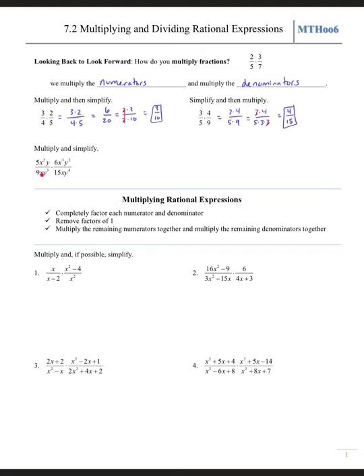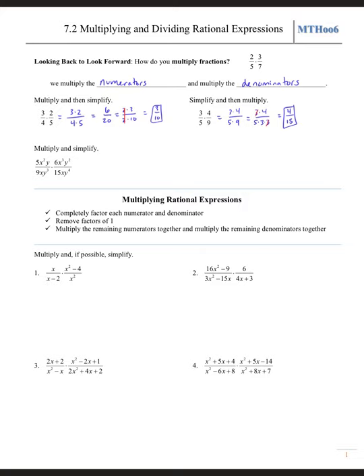Now we're going to do that same idea, but we're going to be looking at something that has a little bit more going on with it. Not only do we have these coefficients, but we also have all these variable parts. What we want to do, though, is simplify before we multiply. We don't want to just take 5 times 6 to get 30 and 9 times 15 and then simplify from there. But rather, let's simplify first.